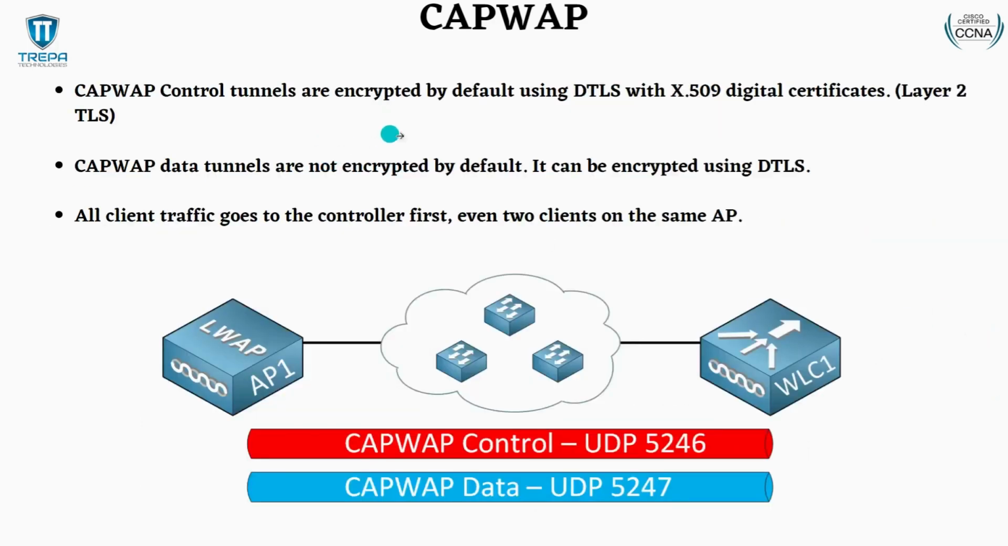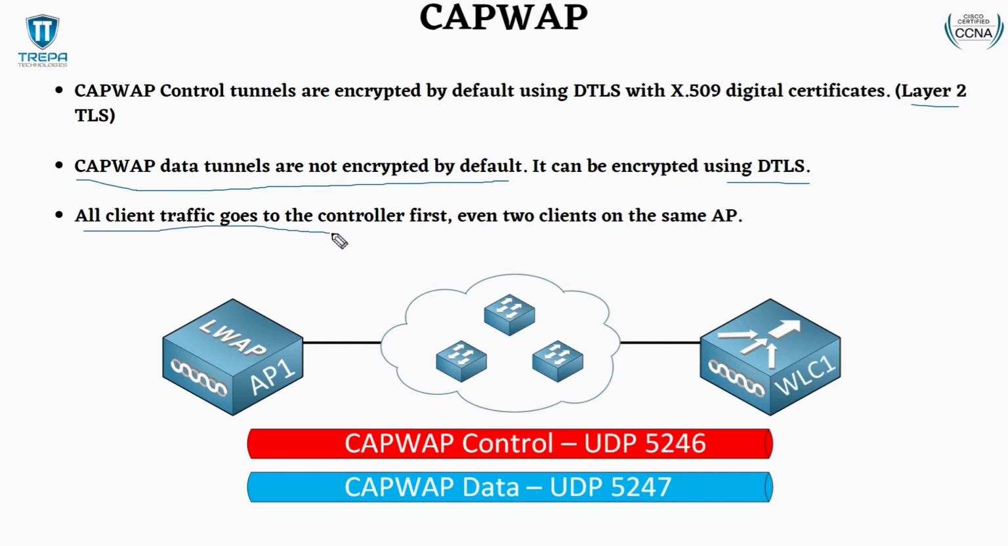So CAPWAP control tunnels are encrypted using DTLS with X.509 digital certificates. Oh wait, I guess it is layer 2. I'll just cut that out of the video. But yeah, layer 2 TLS. Then CAPWAP data tunnels are not encrypted by default, but they can be encrypted using DTLS. So you can enable DTLS on these CAPWAP tunnels.